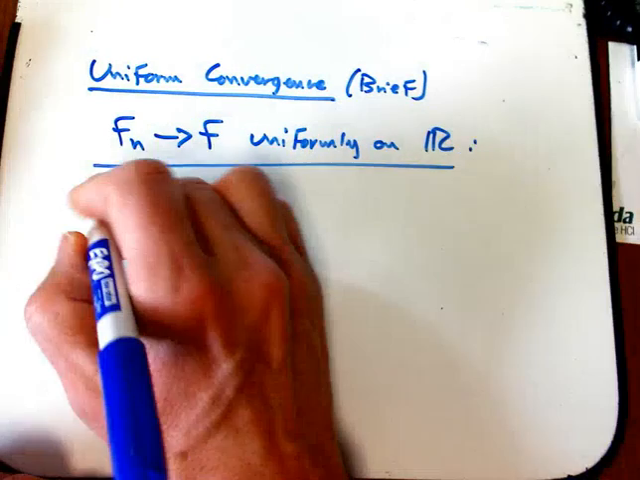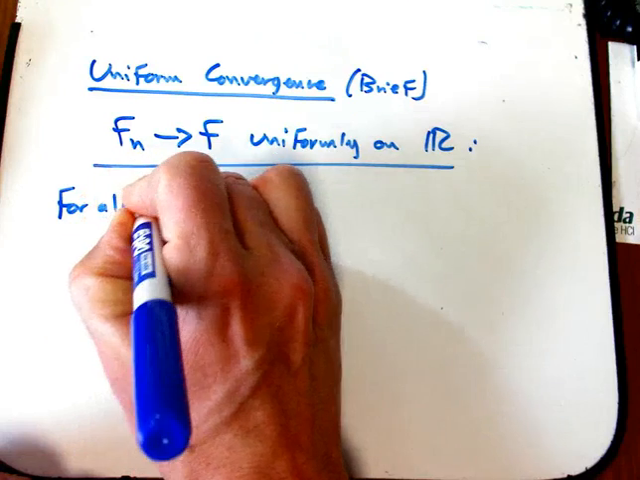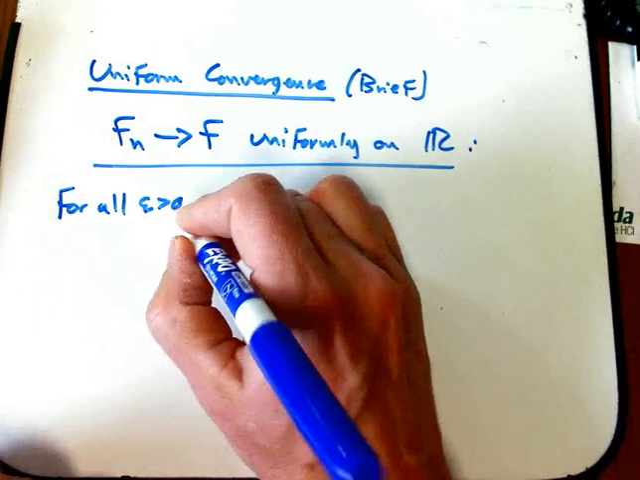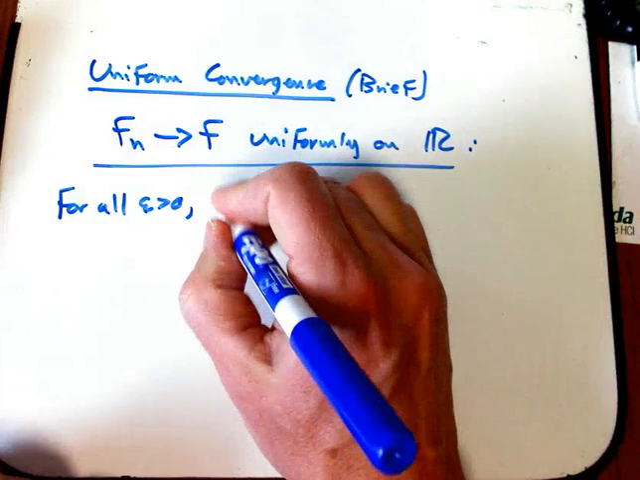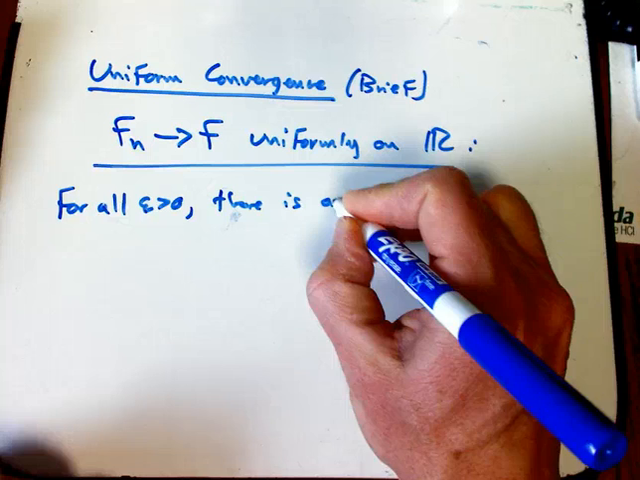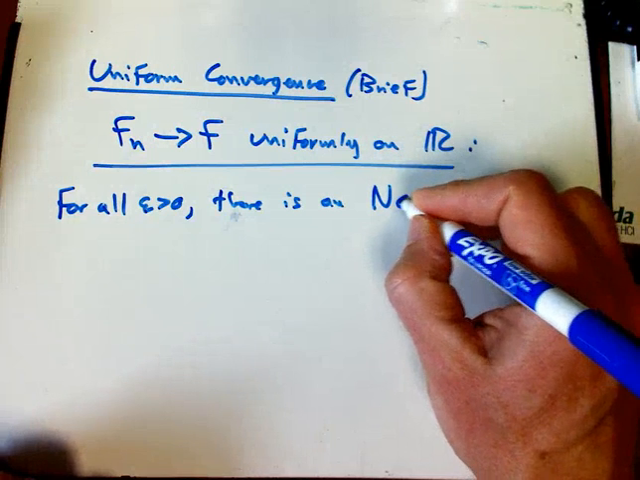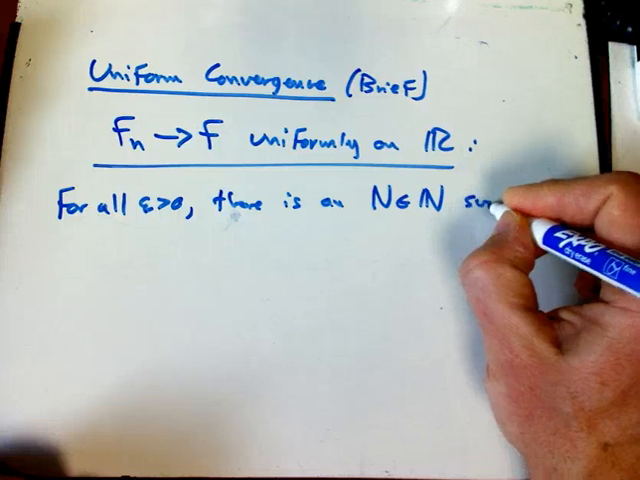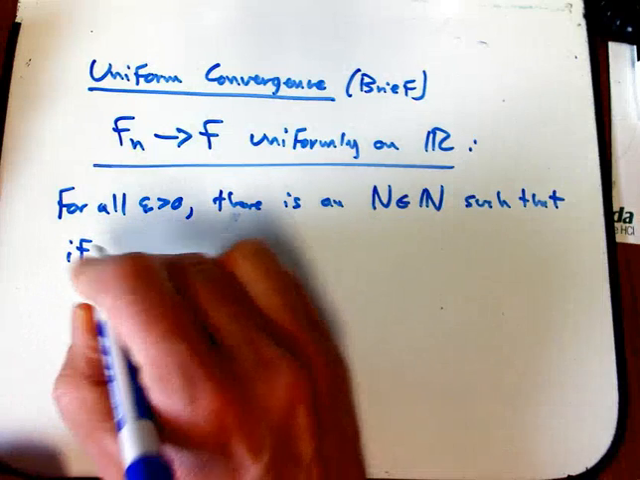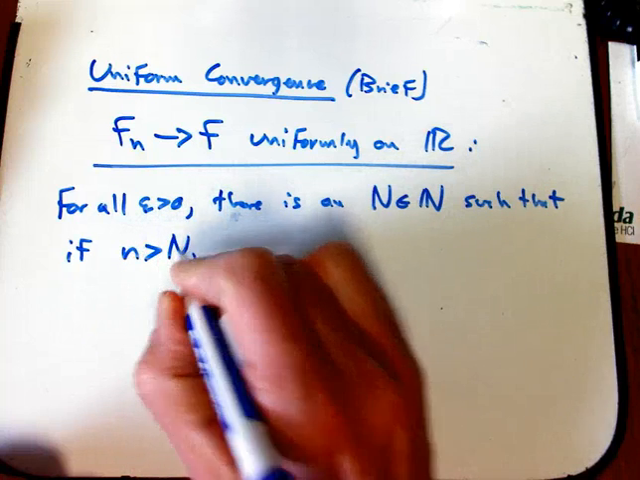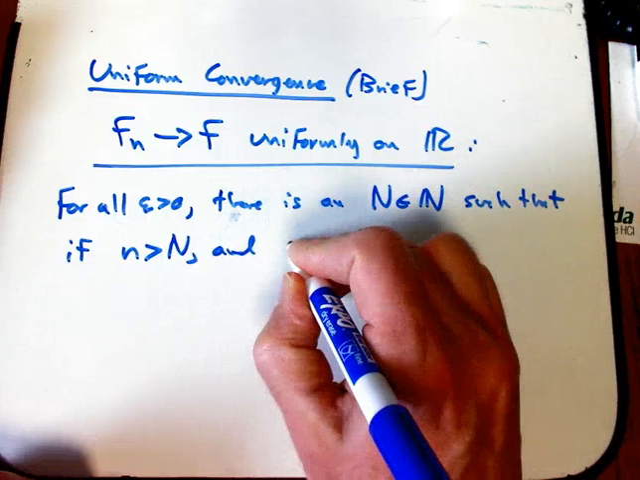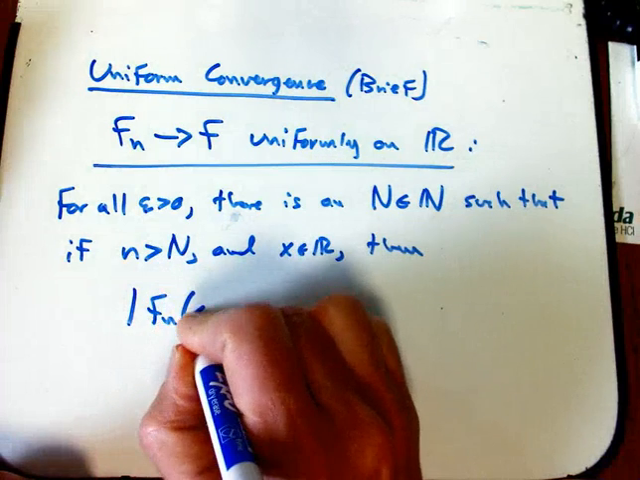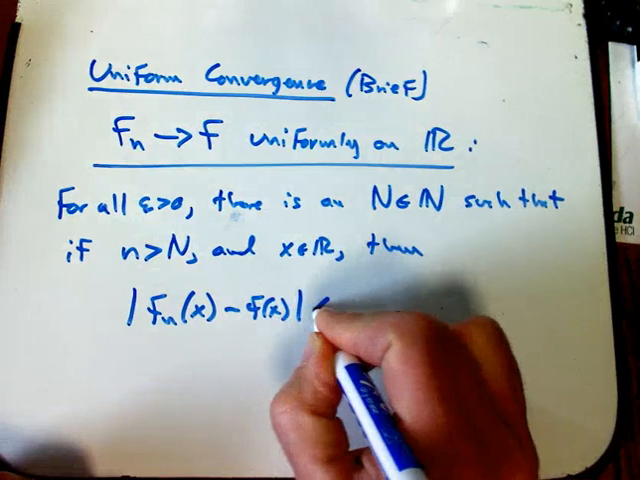Okay, so they're both functions on the reals. What does that mean? It means that for all epsilon greater than 0, I'm going to write out the definition and draw a super crucial picture that helps you understand it. For all epsilon greater than 0, I don't want to use fancy symbols, there is a big N in the natural numbers, so that just means a whole number, such that if little n is bigger than big N, and x is anything in R, then the difference between f_n of x and f of x is less than epsilon.